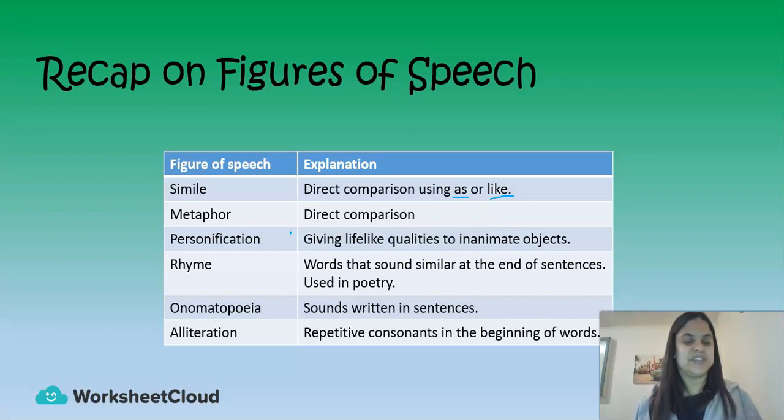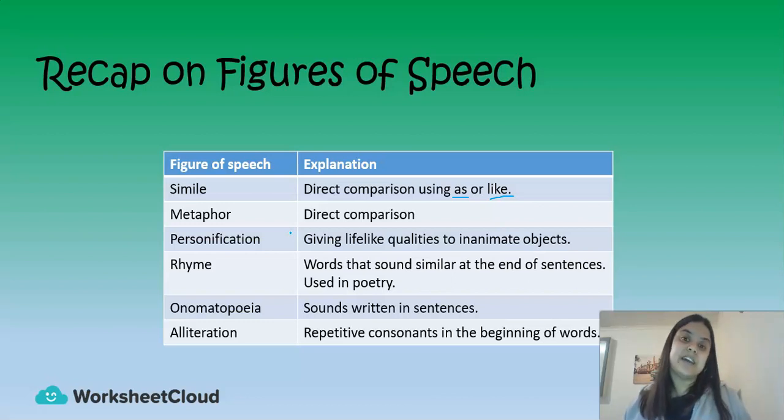Onomatopoeia. Okay, very fun word to say. It is sounds written in sentences. So I would therefore write out the sound. Woof, the dog went. Woof, onomatopoeia. Bang went the gun. That's onomatopoeia.